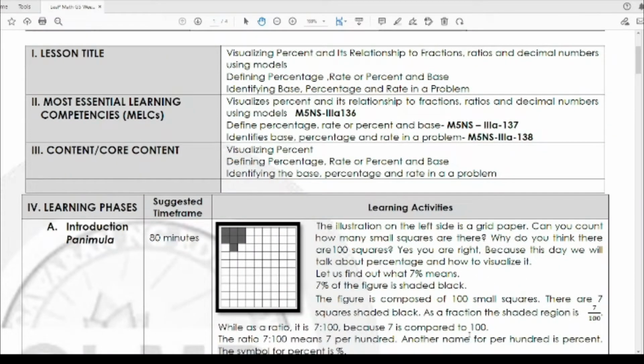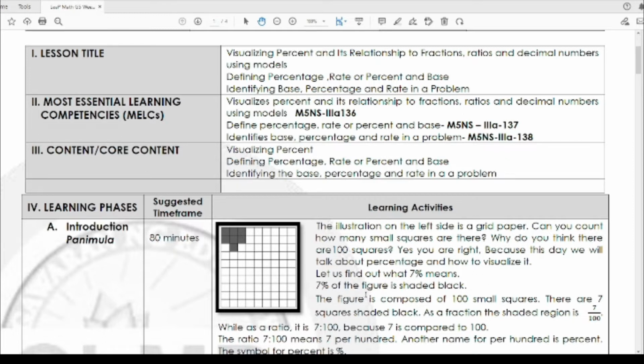In our first activity, the illustration on the left side is a grid paper. Can you count how many small squares are there? Why do you think there are 100 squares? Yes, you're right. Because this day, we will talk about percentage and how to visualize it. Let us find out what 7% means.